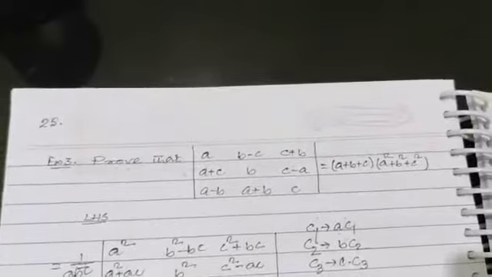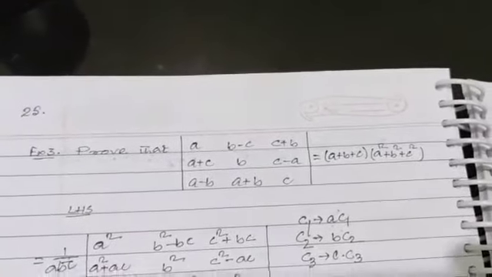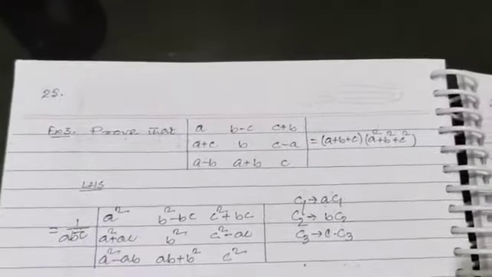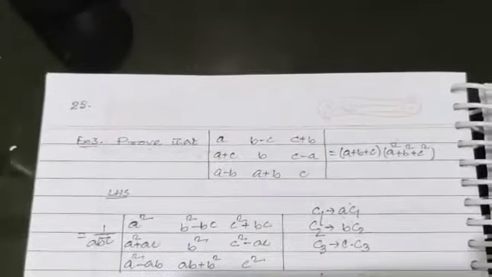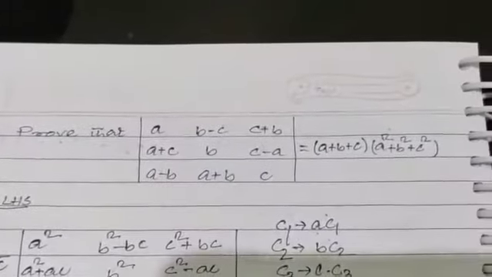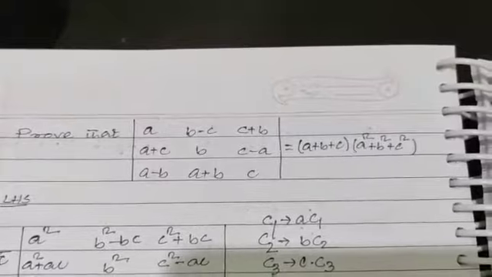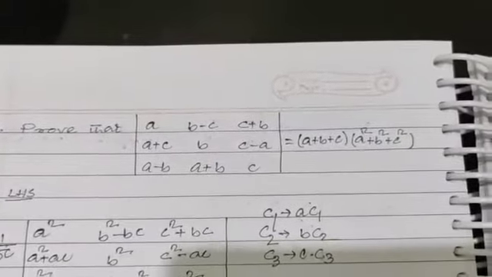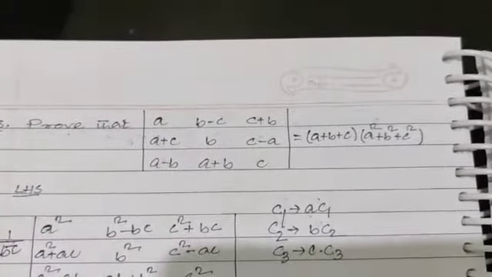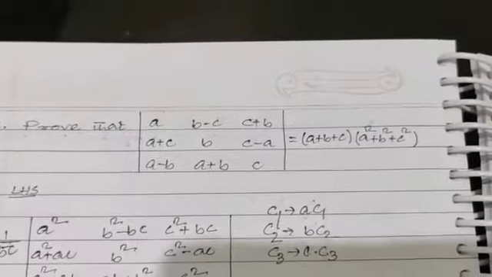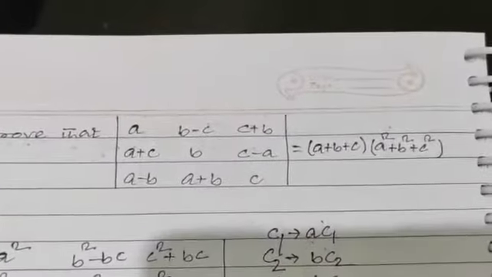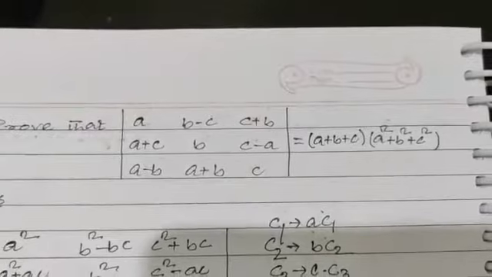Okay. Another problem here, example number 3, which is a, b minus c, c plus b, a plus c, b, c minus a, minus b, a plus b, c, which is equal to a plus b plus c into a square plus b square plus c square. You have to prove it.